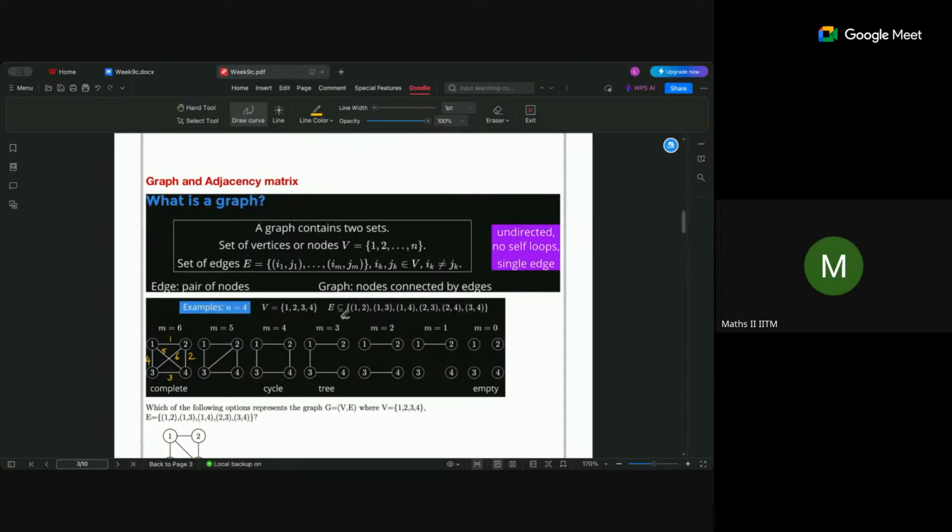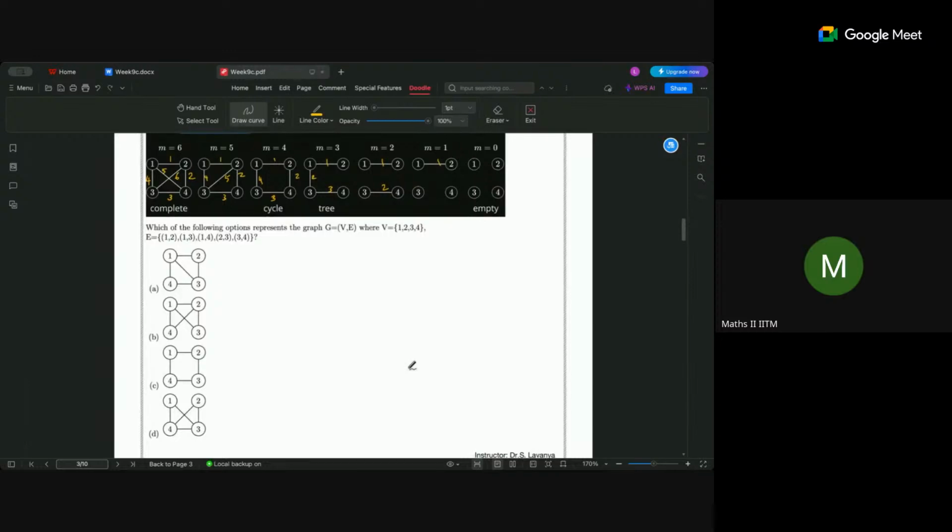Okay, what are all the possible edges that are given here? 1 2, 1 3, 1 4, 2 3, 2 4, 3 4. These are the only possible vertices, sorry, edges, right? So in this case, you see you have 1, 2, 3, 4 and 5 edges, and here just 4, right? And here you have 1, 2, 3. Okay, so these are all some examples of graphs.